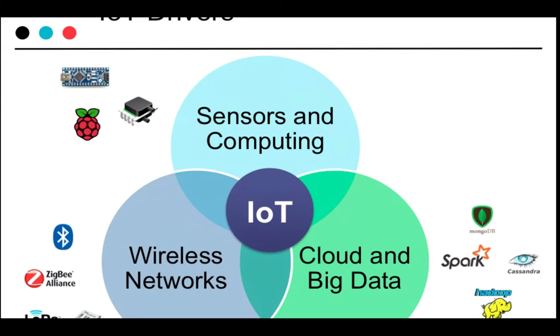There is Hadoop, there is Cassandra, there is Apache Spark. These are the technical tools that we have that are actually enabling the adoption of these things. So it's kind of a perfect storm that some of these ideas are coming together to enable the implementation of IoT today.